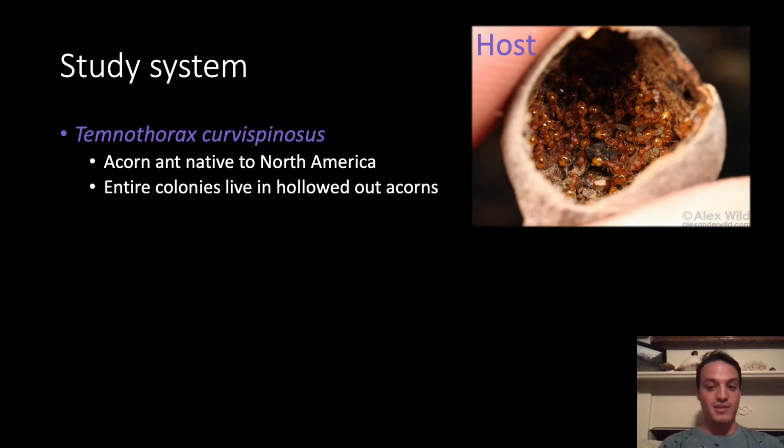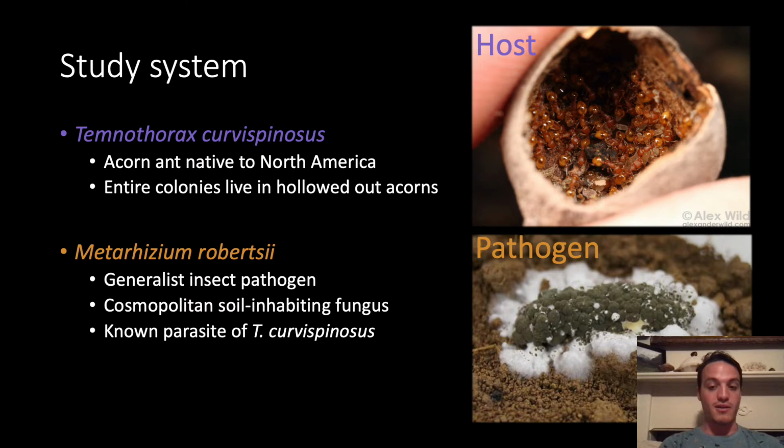To investigate this question, we used Temnothorax curvispinosus, a common ant species throughout North America that has relatively small colonies that live in hollowed-out acorns, like you can see in this picture here. To test their immunity, we exposed them to a generalist entomopathogen, Metarhizium robertsi, which is a fungus that inhabits soils around the world and has a huge host range and is a known parasite of our Temnothorax.